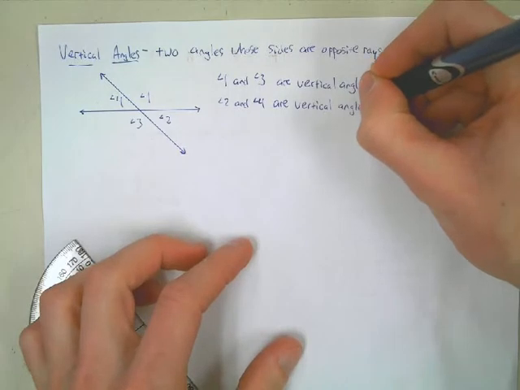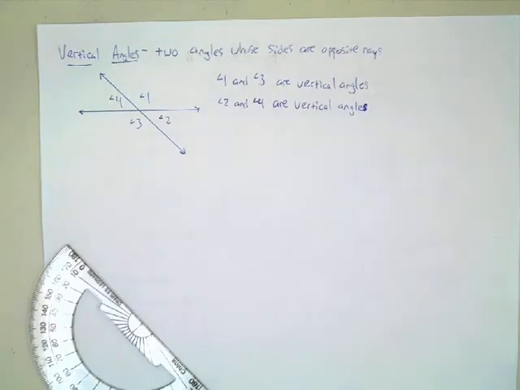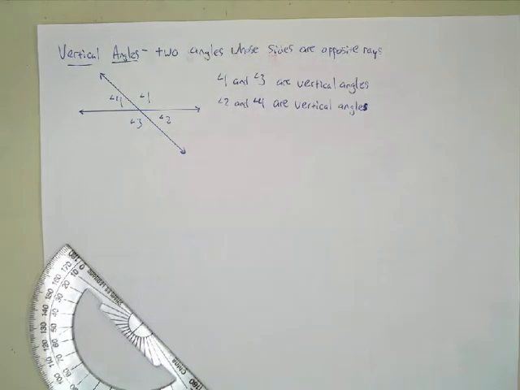Now, can anyone take an educated guess, make a conjecture, or a hypothesis? Anyone want to guess what the relationship between angle 1 and angle 3 is? Or the relationship between angle 2 and angle 4? How are those angles going to be related? What do you think, Debbie? Okay, they do share the same vertex. Yep.